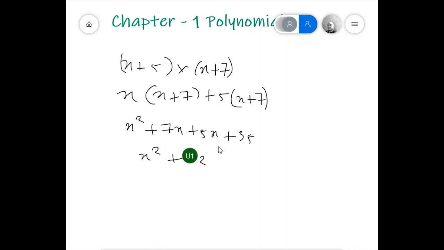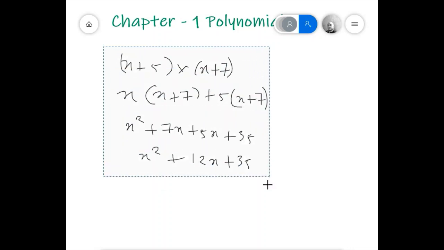12x plus 35. Okay, so this is our... Now the question is, can we do the division of the polynomial in the same way as we did in addition, subtraction and the multiplication of the polynomial? How do we manage the terms and the exponents during the division? Okay, so before finding the answer to these questions, let us see why we need to divide the polynomials.